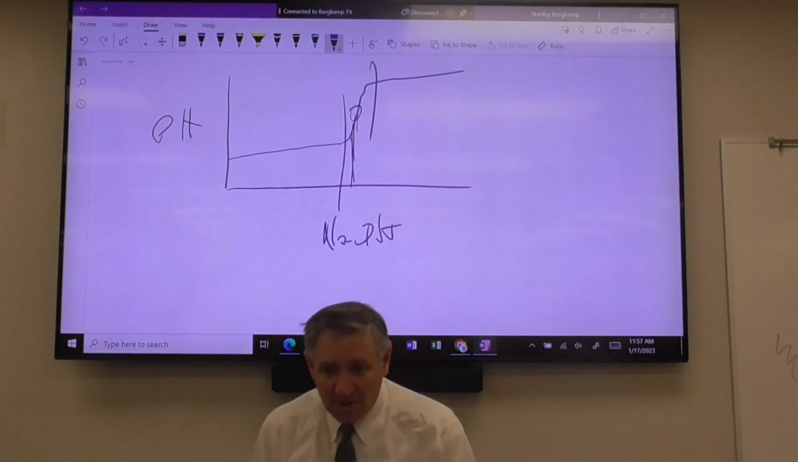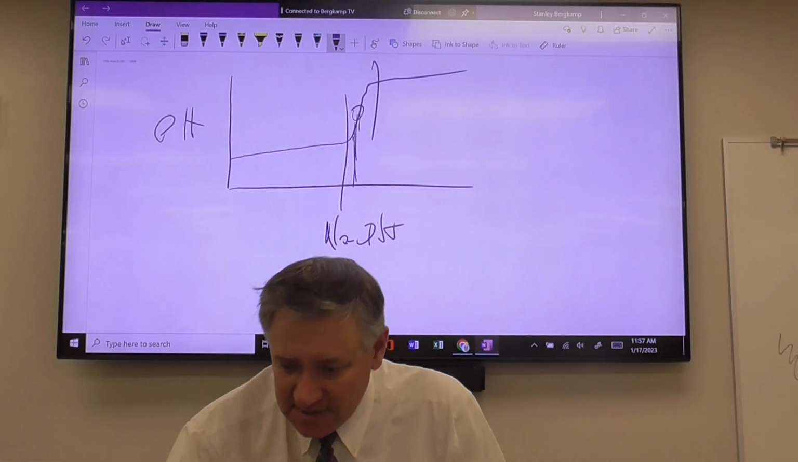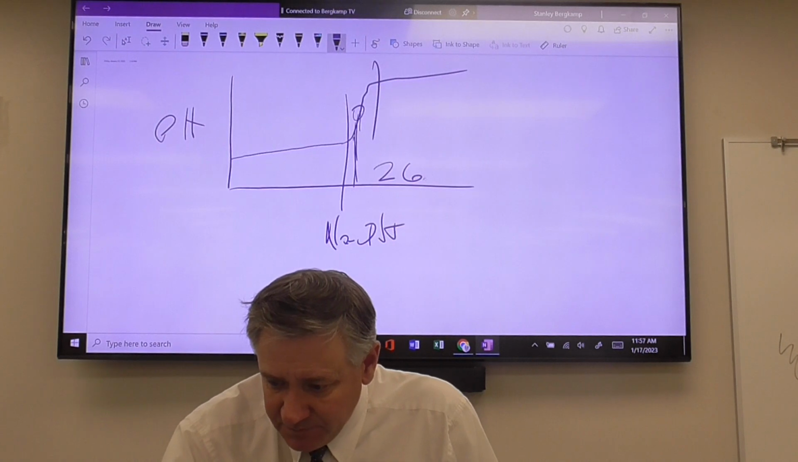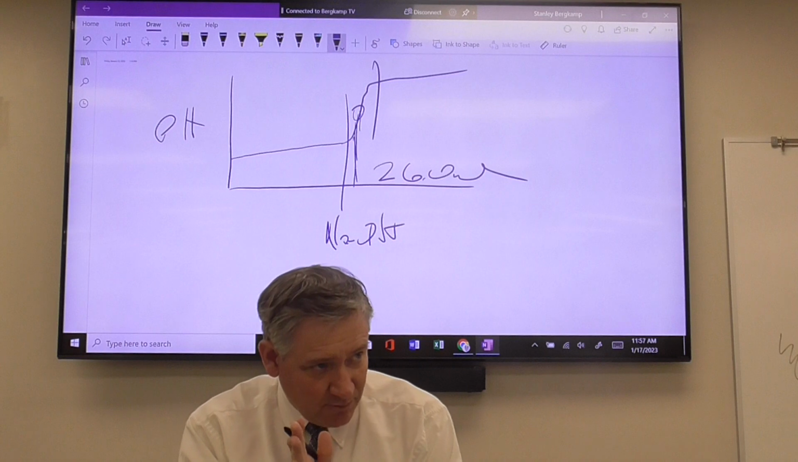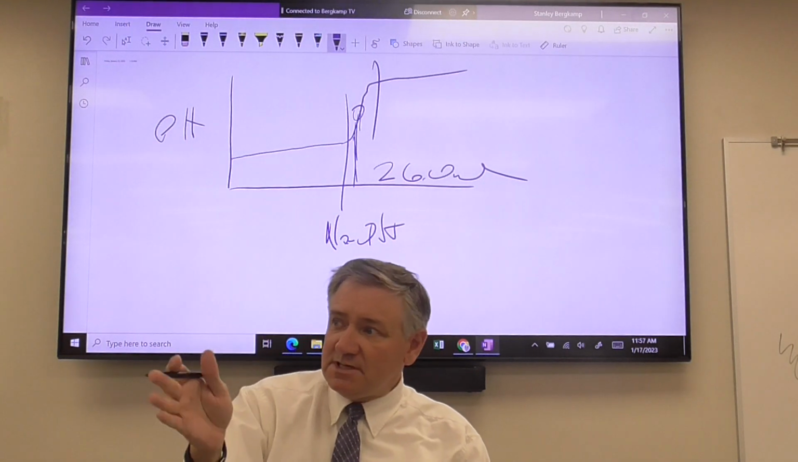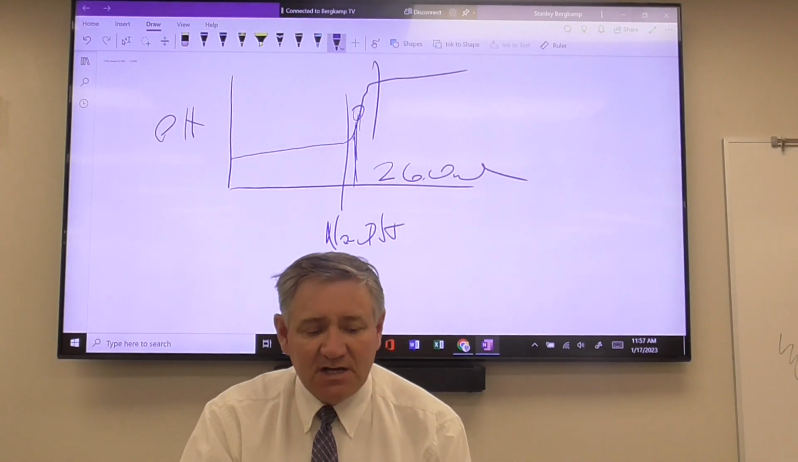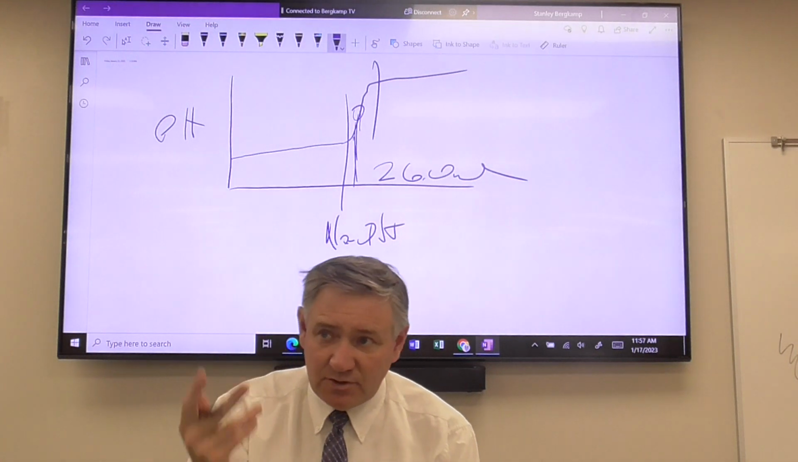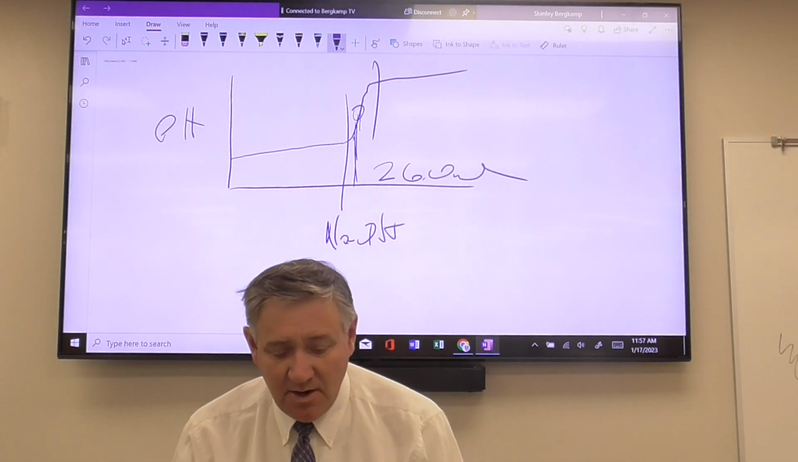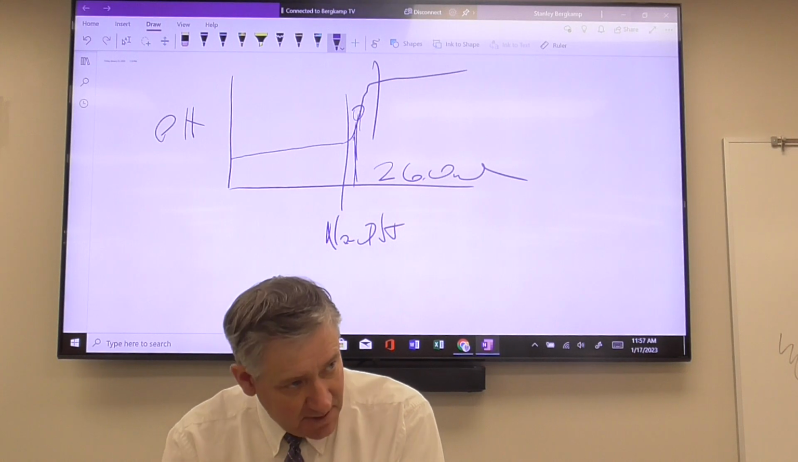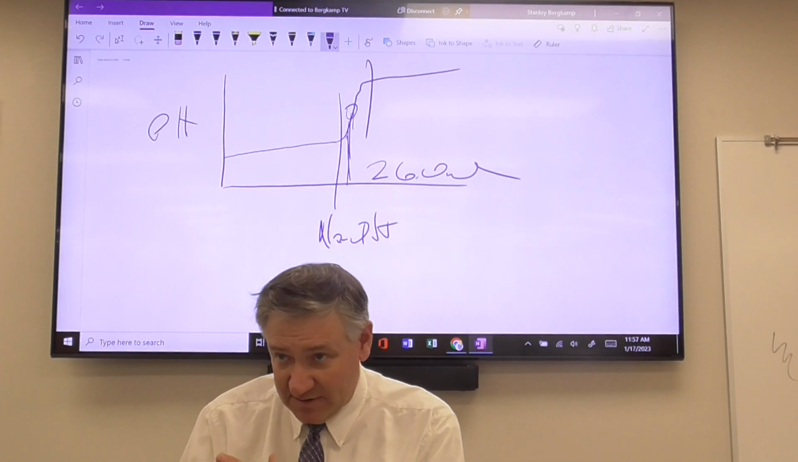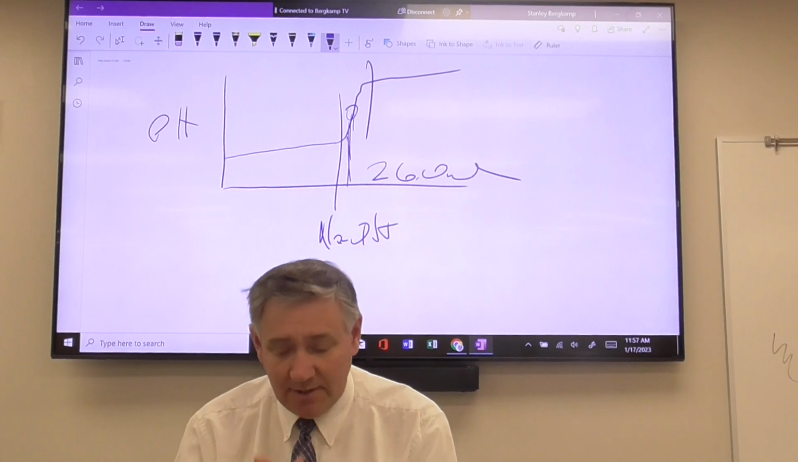So I'm just going to make up a number. Let's say that was 26 milliliters. That's the only thing you need at the equivalence point. The reason you need that is because you're ultimately after 2 things about this acid: the molarity of the acid, and the Ka value of this acid. That's what you're trying to find.